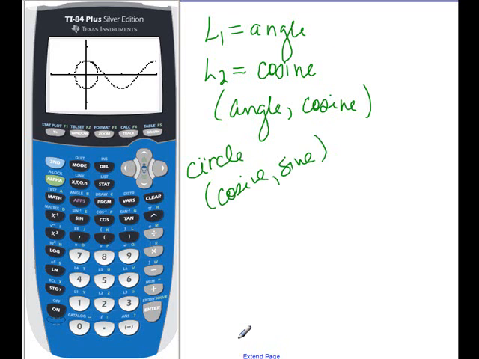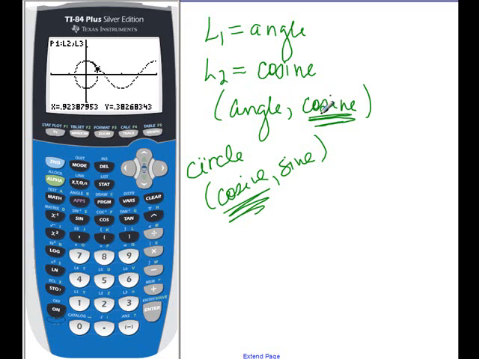So if we press trace and then use the right arrow key to get to some point on our circle, just a couple of clicks, okay, this value, 0.9238793, is the cosine value of that angle. When I toggle down to look at this point on the second curve, this number should be the y-coordinate of the point on the curve. And it is.